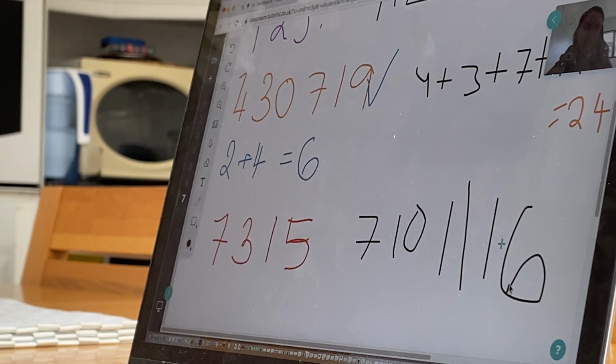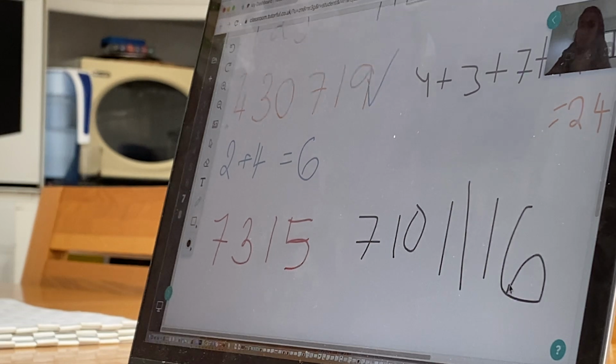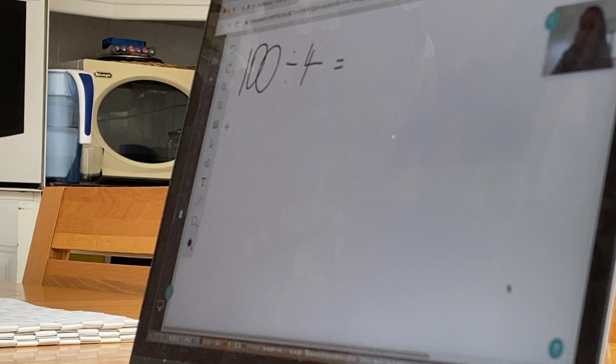So we can use this method if we've got a number and we're not sure what we can divide it by. We can try this method for dividing by 3. There's actually a method for dividing by 4, a little bit trickier. Because we can divide 100 by 4, we know that 100 divided by 4 is a quarter of 100, which is 25.